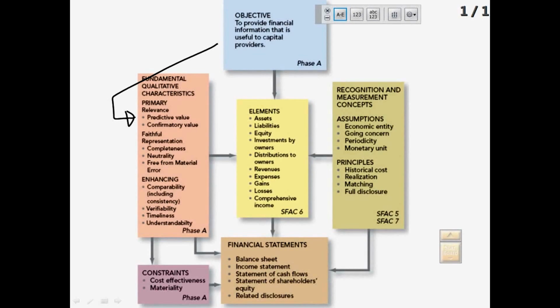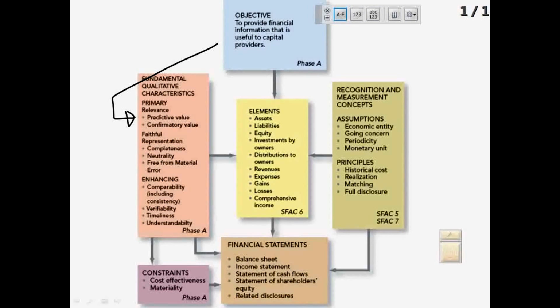So how do we further define what makes something relevant or representationally faithful? Relevance is: why would I want to use this information? Well, because it can help me predict the future, and it confirms my beliefs about the past. So I had some predictions in the past, or I thought this company was going to do well or not well, and then the information says, yes, indeed, they did well, or they didn't do well.